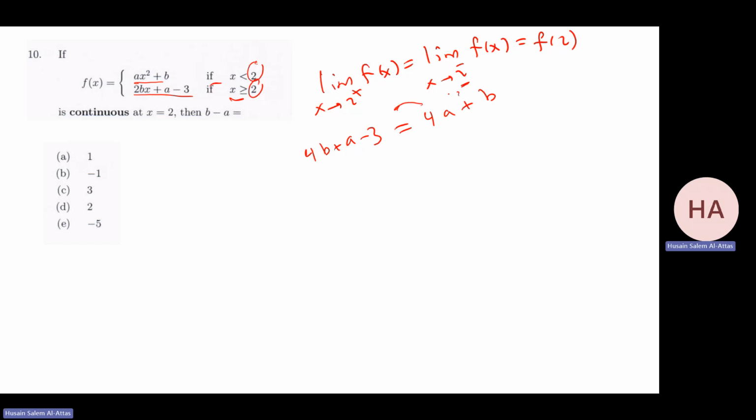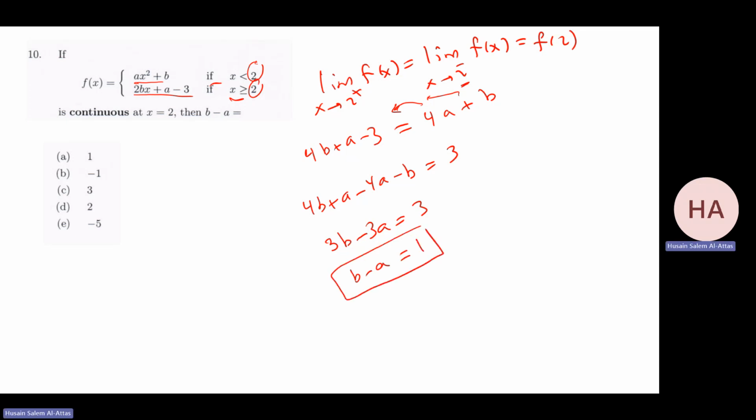Take the variables to one side and the other to the other side. So I have 4b plus a minus 4a minus b equal to 3, or it will be 3b minus 3a equals 3. Notice if I divide by 3, b minus a will be what? 1. So I don't need to find a and b. I need only b minus a. So this is correct.